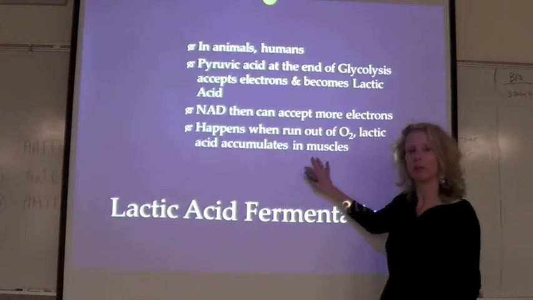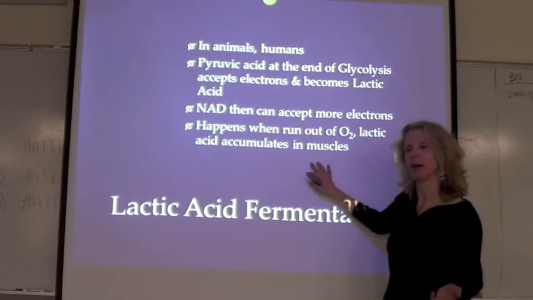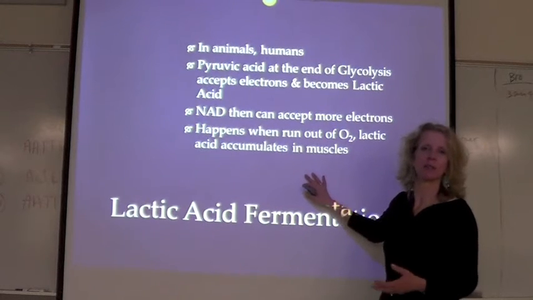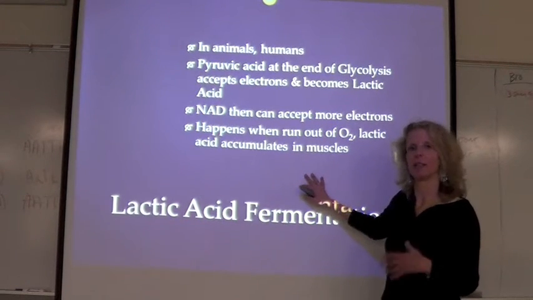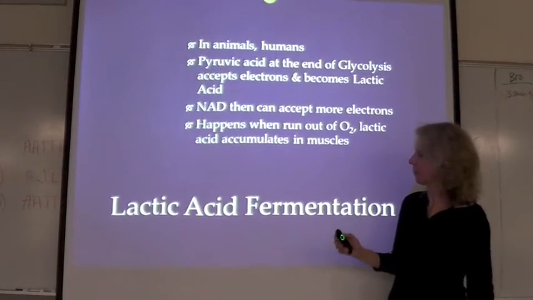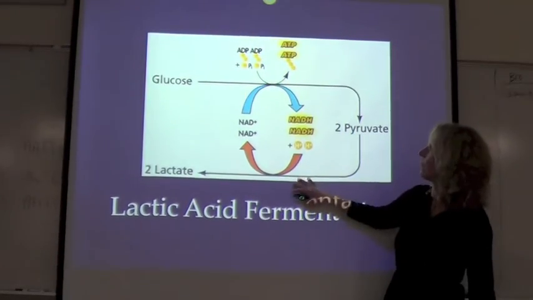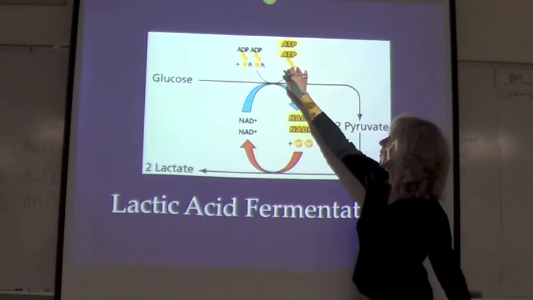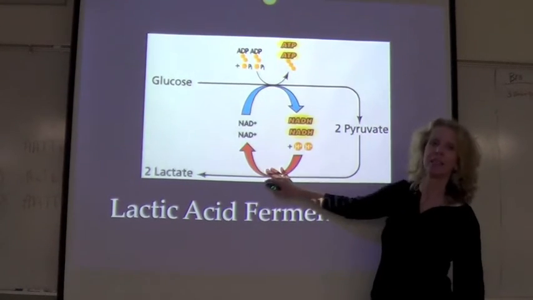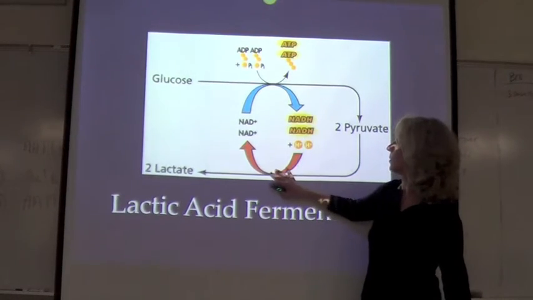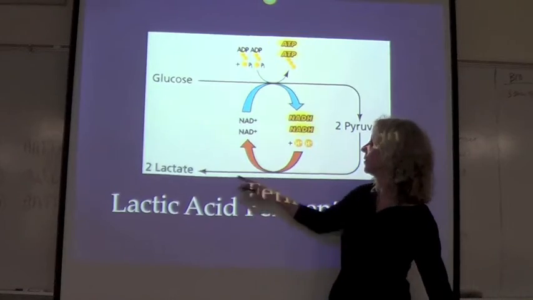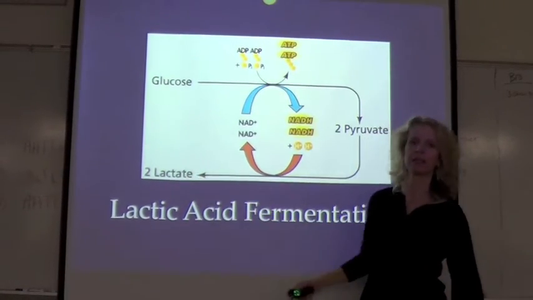The lactic acid will accumulate in your muscles, and this is when, like runners, you'll see them collapse. They get achy muscles. They build up too much lactic acid. It works in the short term to get you through, but it's not ideal. And here's a diagram. Our glucose, we make ATP. We have the two pyruvates. They pick up the H and the electrons from the NADH, which allows it to become NAD, and it can keep going around and around. We end up with lactate, or lactic acid.